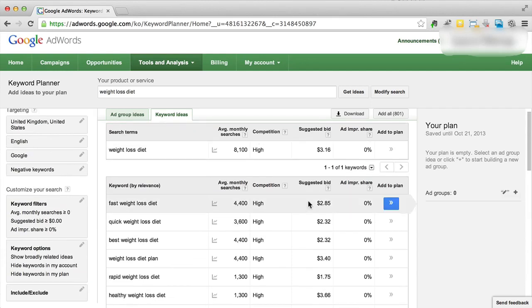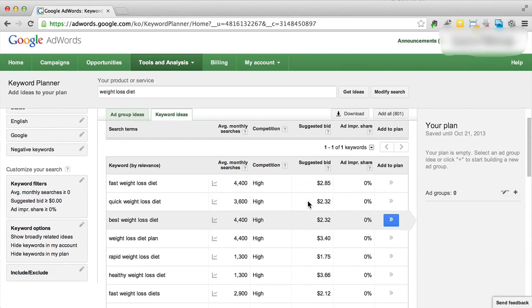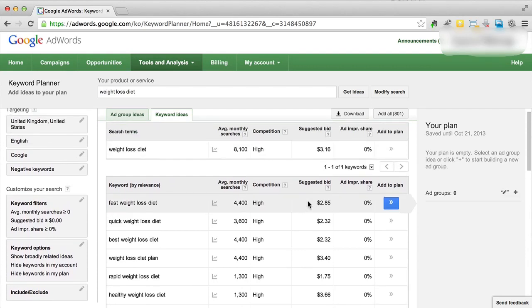The suggested bid is really a great way to find out if a niche is profitable and if people are making money. Whenever you see people paying over $1 per click, that means this niche is definitely profitable and there's money to be made in it.